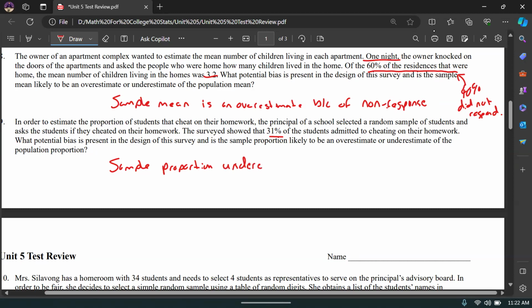So the sample proportion underestimates because of response bias. Response bias is what we see here. It's when you're led to kind of lie about your response, or led to say something other than what your opinion is. So in this case, most people are probably lying, saying that they don't cheat on their homework because the principal is asking them to their face. So that's a response bias if they're lying to the surveyor.